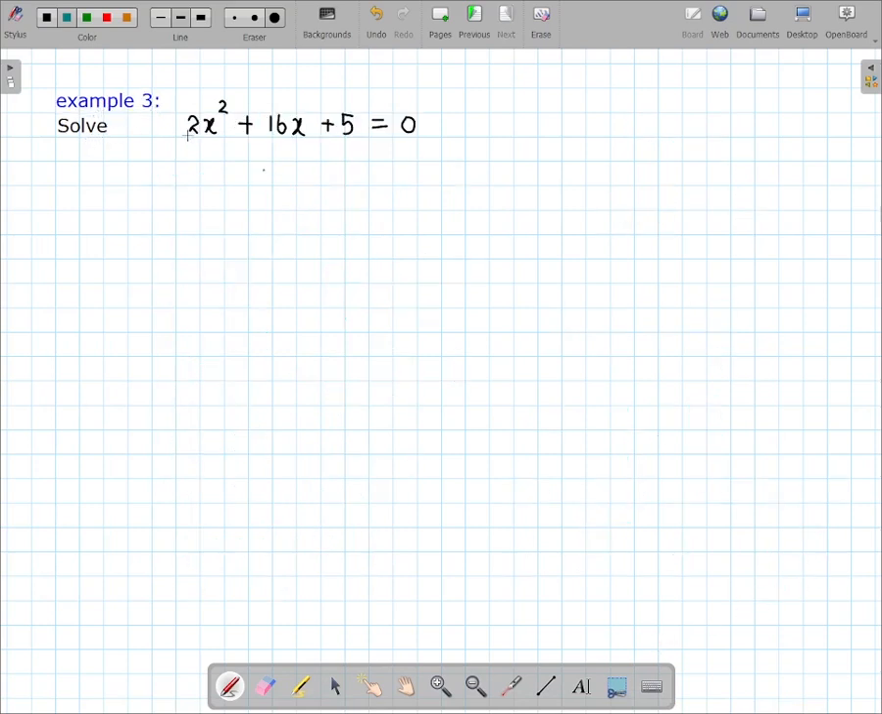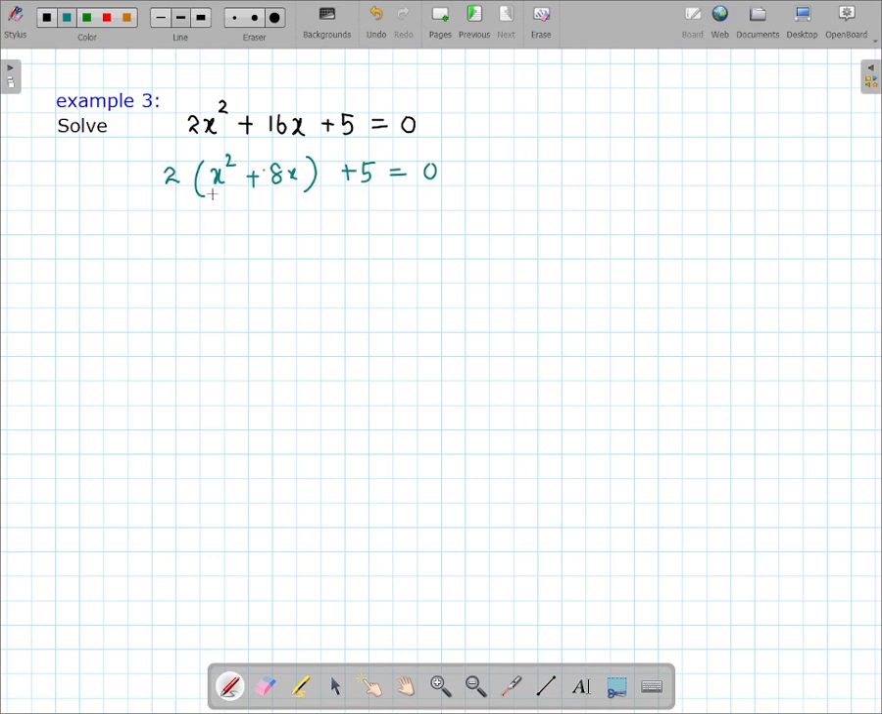Example 3. Solve 2x squared plus 16x plus 5 equals 0. So first of all we check quadratic term coefficient. It is 2 there. Then we can take 2 out from quadratic and linear term. So 2 out. Then 2x squared divided by 2, that is x squared. Then plus 16x divided by 2, that is plus 8x, plus 5 equals 0.